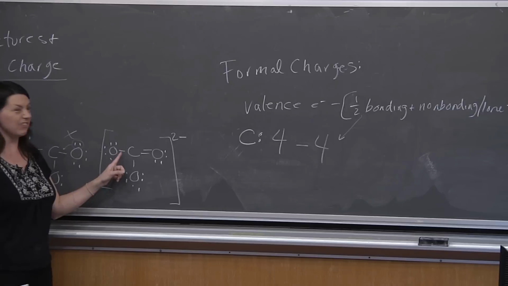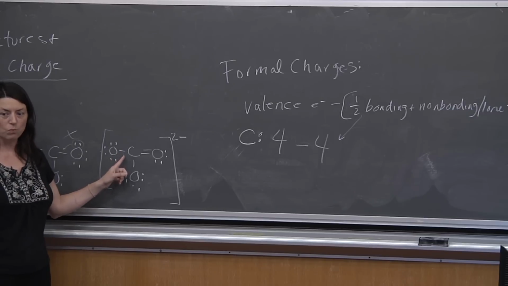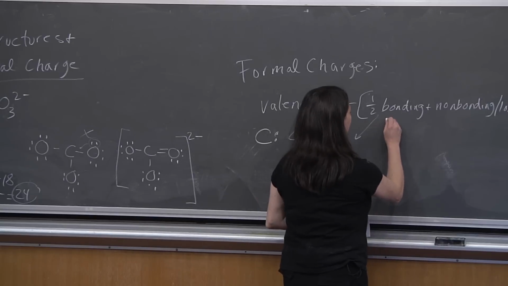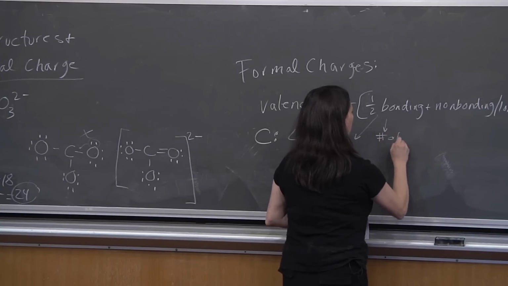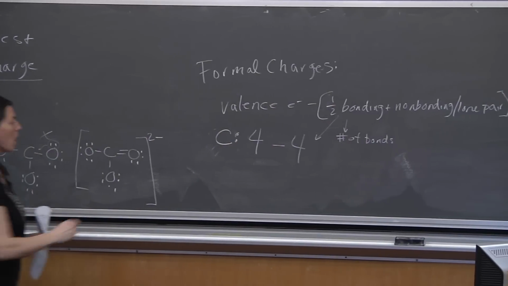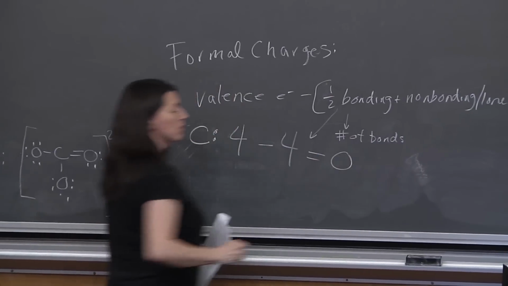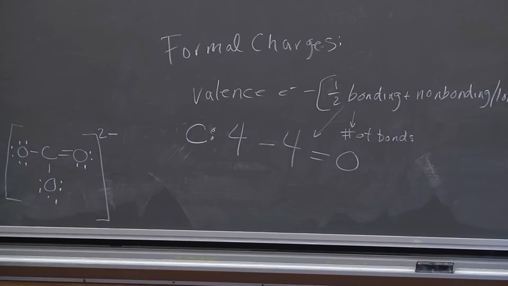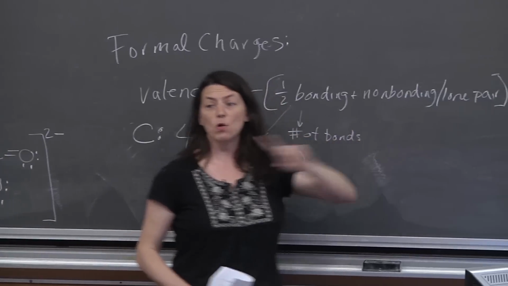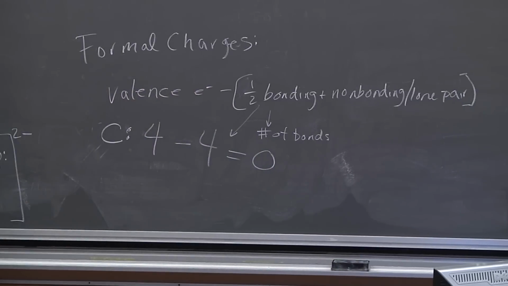Another way to think of it is just count the bonds, right? Carbon has 1, 2, 3, 4 bonds. So half of the bonding electrons is actually the same thing as the number of bonds. So carbon, 4 minus 4, has a formal charge of 0 in this structure. So valence electrons minus half of the bonding plus the non-bonding. There were no non-bonding on there, so we didn't have that. But we will for the oxygen.